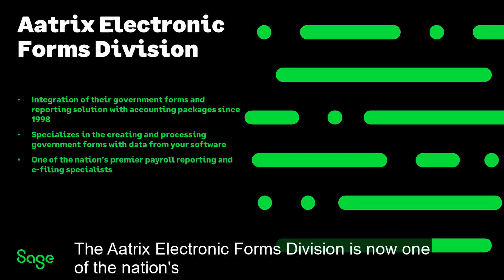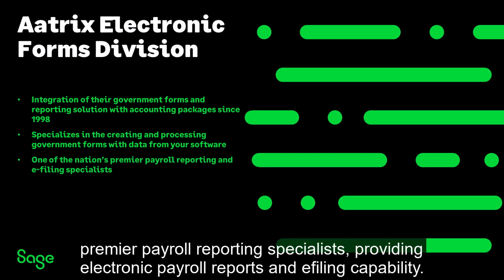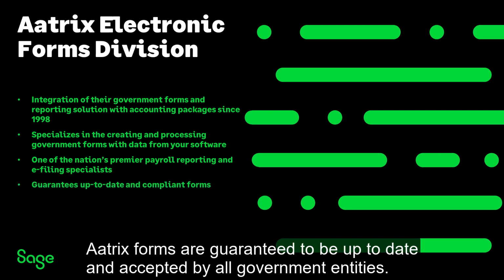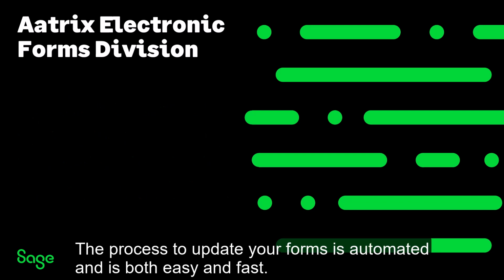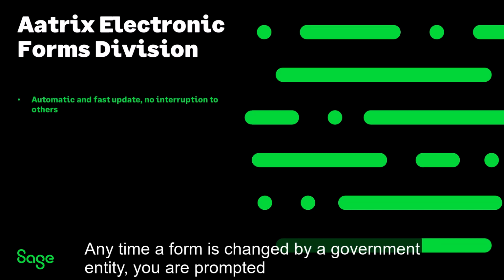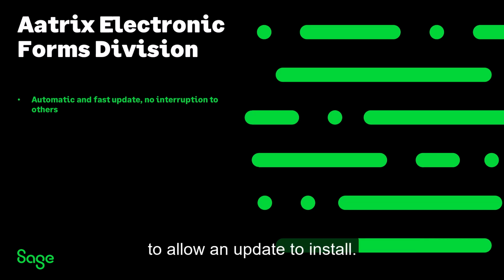The Atrix Electronic Forms Division is now one of the nation's premier payroll reporting specialists, providing electronic payroll reports and e-filing capability. Atrix forms are guaranteed to be up to date and accepted by all government entities. If using the e-file service, you are guaranteed that your forms will be submitted on time. The process to update your forms is automated and is both easy and fast. Anytime a form is changed by a government entity, you are prompted to allow an update to install.